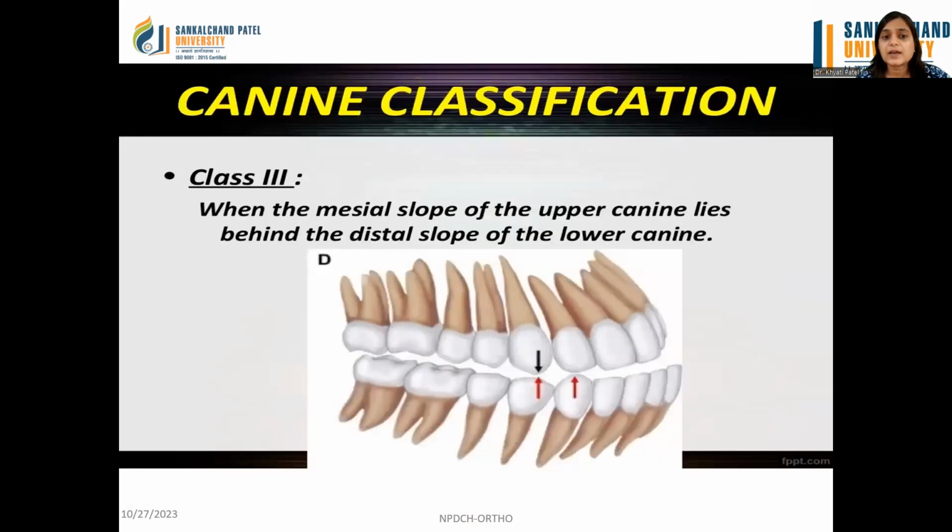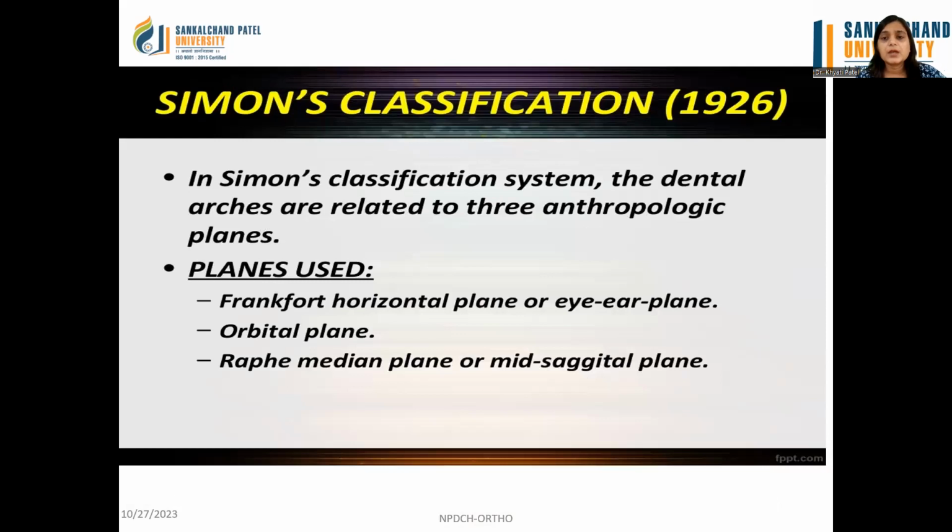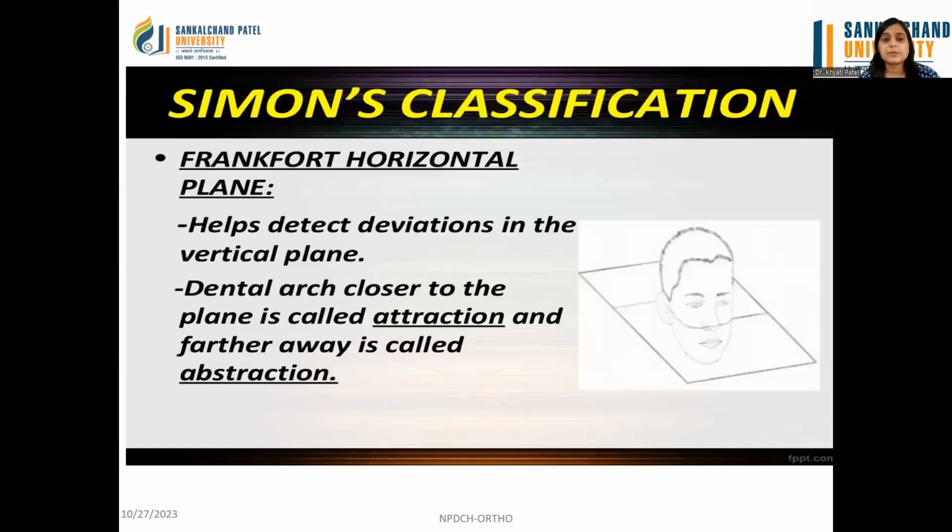And in case of class 3, the mesial slope of the upper canine lies behind the distal slope of the lower canine. Now, there is another system of classification which was given by Simon in 1926. He divided the arches according to the three anthropological planes. The planes he used were the Frankfurt horizontal plane, the orbital plane, and the mid-sagittal plane.